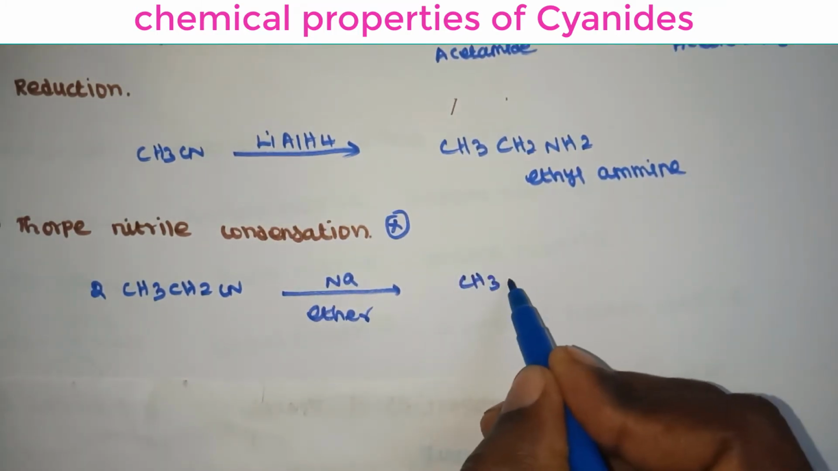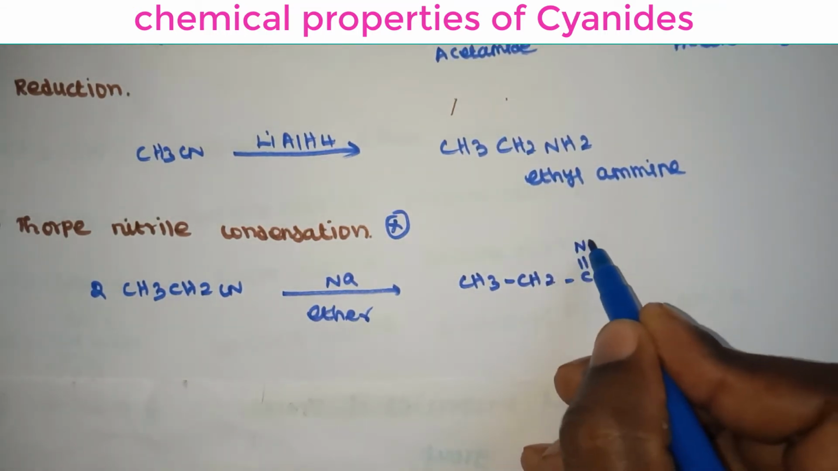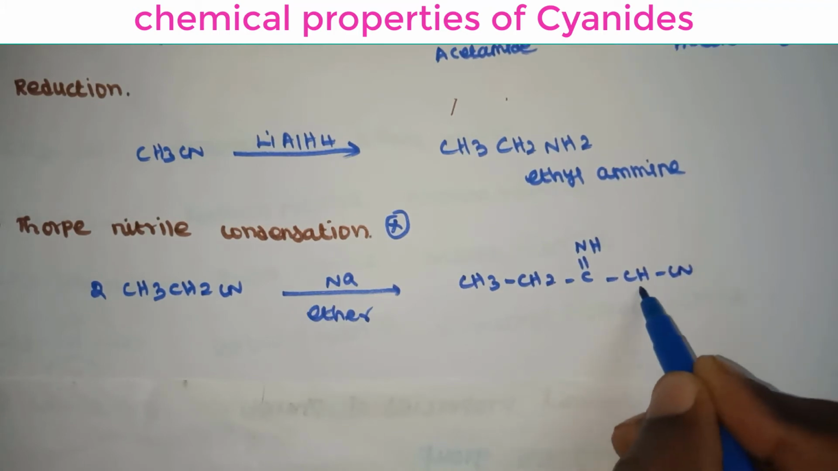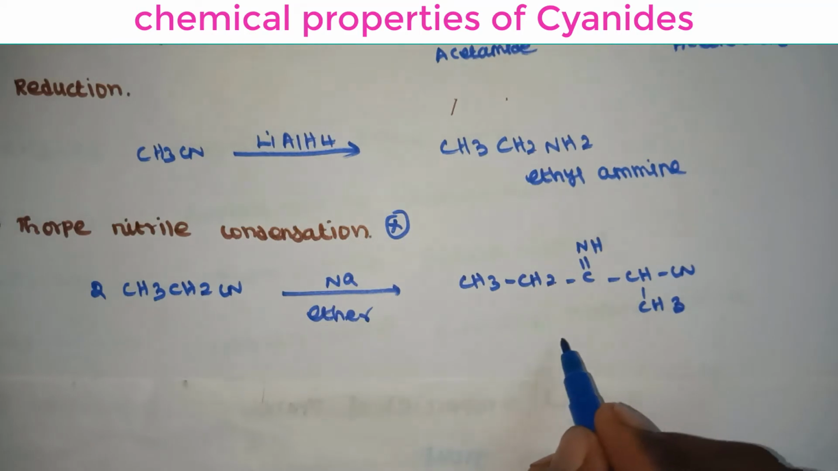CH3CH2C double bond NH, CH CN CH3. The common name of this compound is iminonitrile.